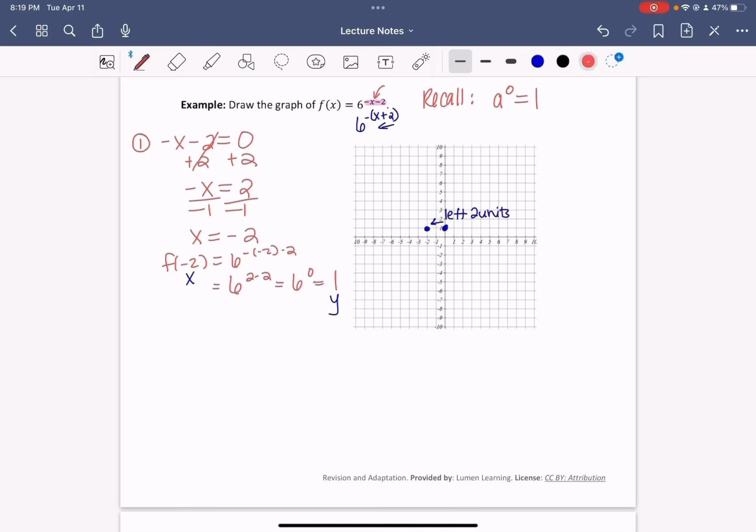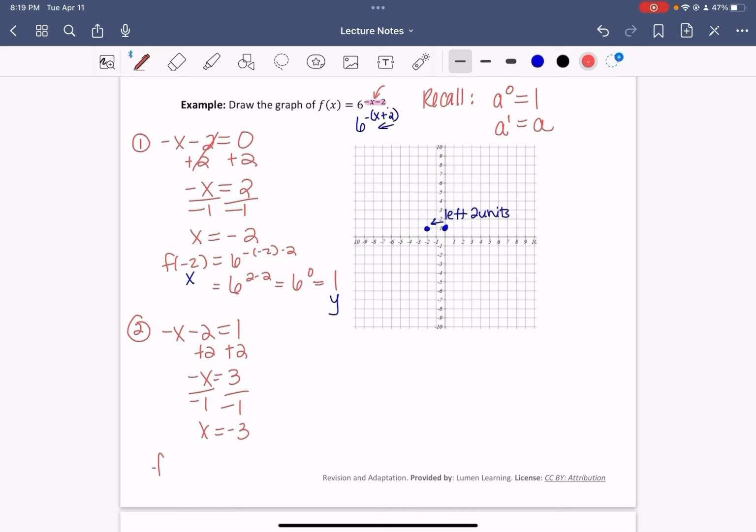Then the other point that we can grab, if you recall, when you have something to the first power, it just gives you that base back. And so what we want to do is set our problem up again and say, okay, what about when negative x minus 2 equals 1? Solve this out, just like what we did before. So it gives me negative x equal to 3, and divide. So it gives me x equal to negative 3.